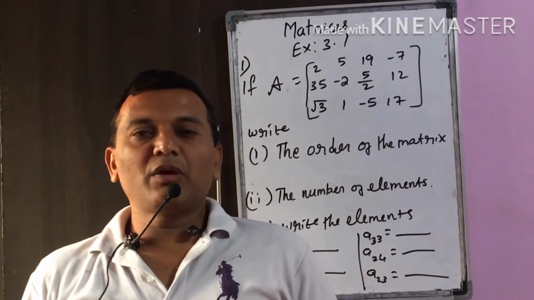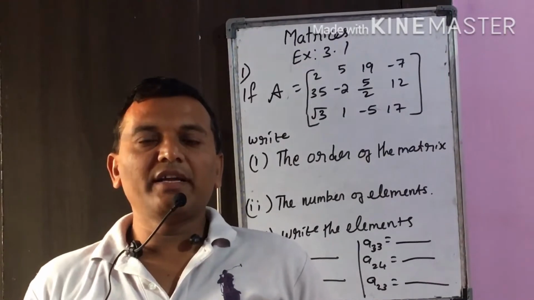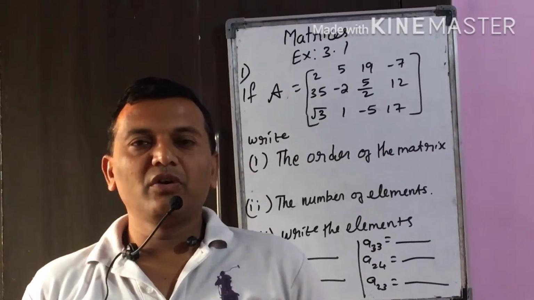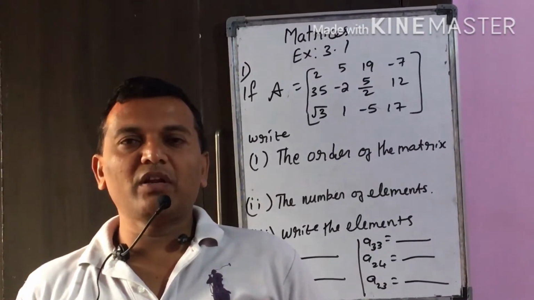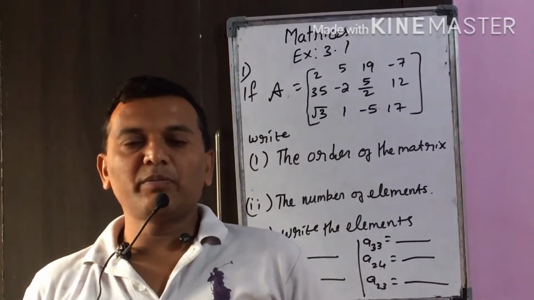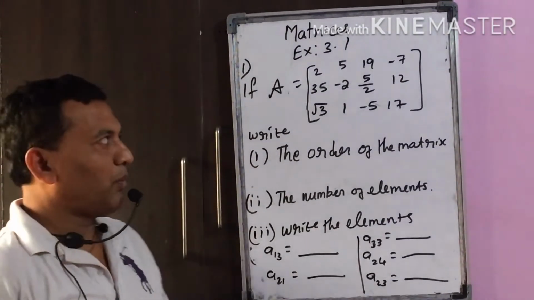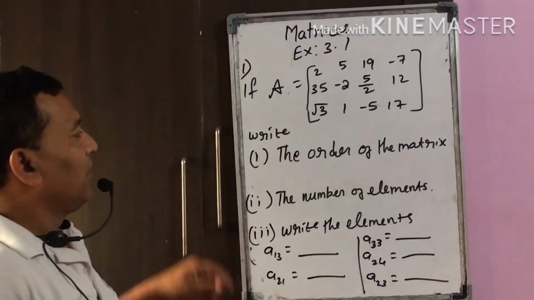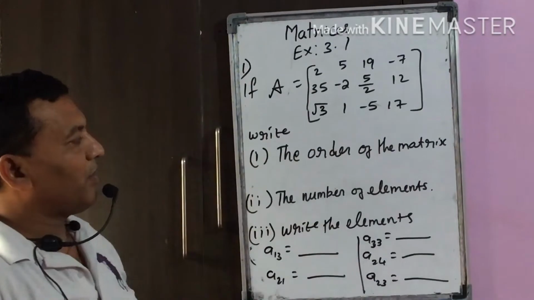Today we will continue the matrix chapter. We have discussed the definition of matrices and its types in my previous video. Now we are going to solve exercise 3.1 of NCERT Mathematics class 12 chapter 3 matrices. In exercise 3.1, question number 1: if A is the matrix given here, we have to write the order of the matrix.